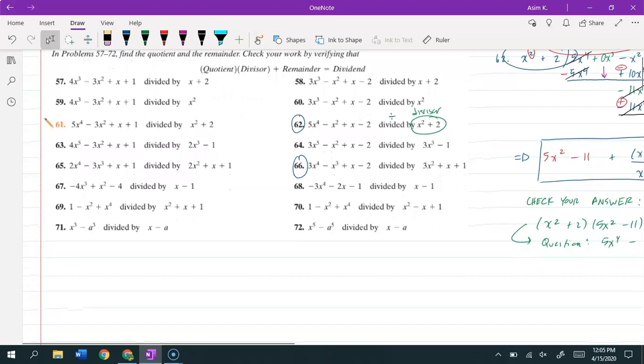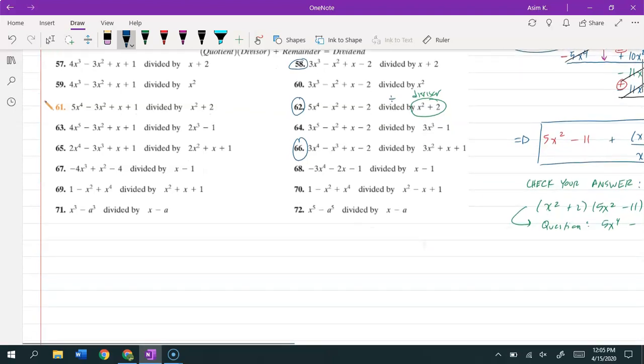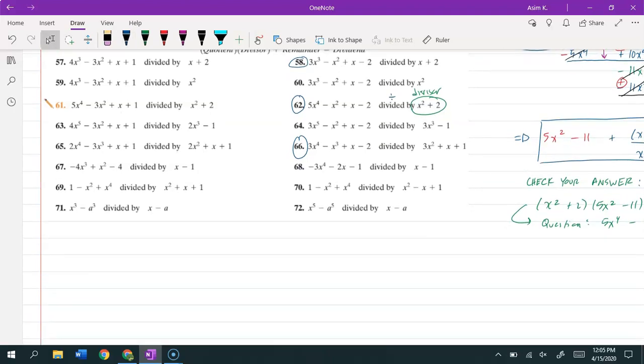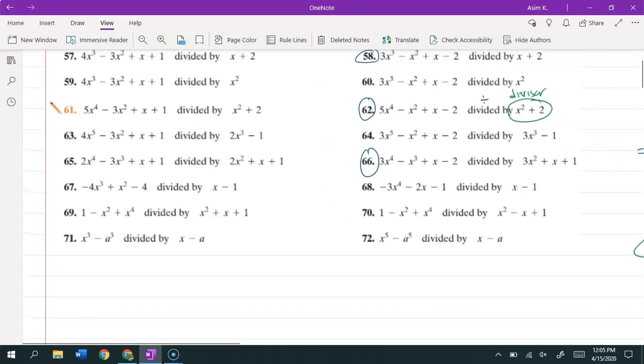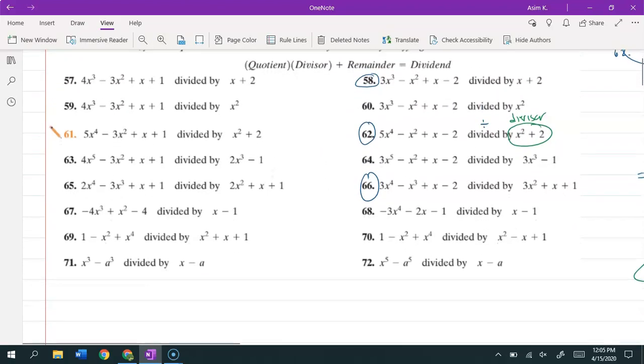We're going to try a handful of questions beyond 62 just to start getting used to dividing polynomials. And one of the questions that I'd like to try with you here is number 58, okay? So number 58, it says you're going to be taking 3x cubed minus x squared plus x minus 2, and you're going to be dividing it by x plus 2.